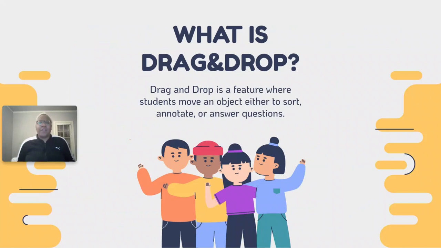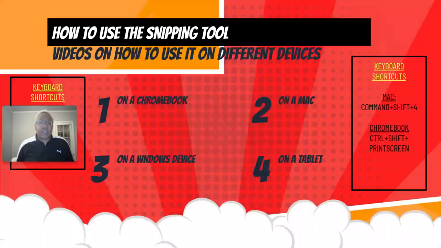All right. Now, what is drag and drop? Drag and drop is a feature where students move an object either to sort, annotate, or answer. So basically all my examples are going to be on Google Slides, and students are able to move things to complete their work. That's drag and drop.